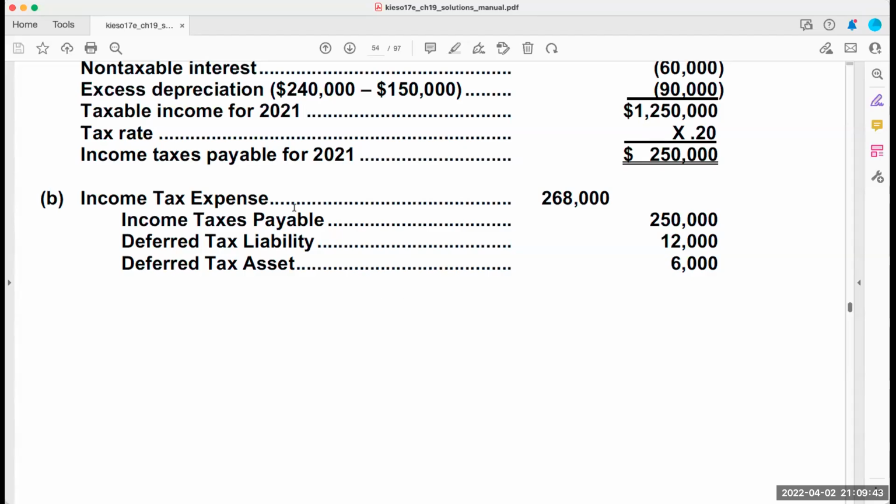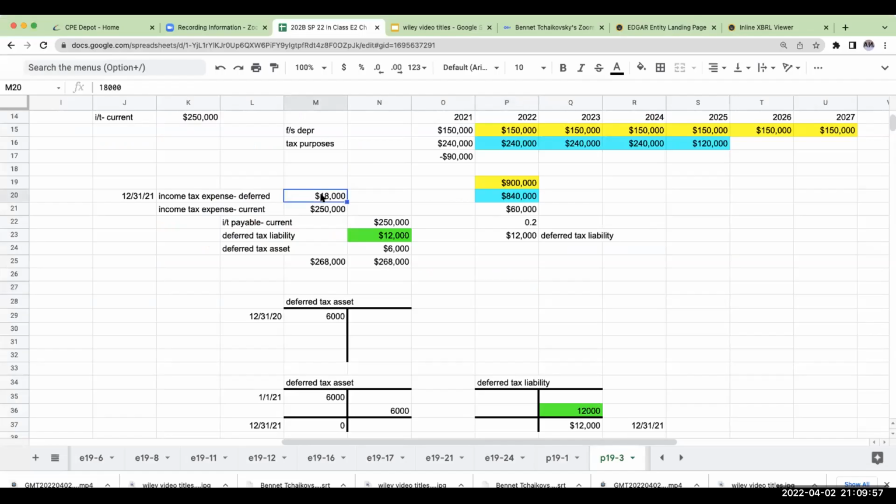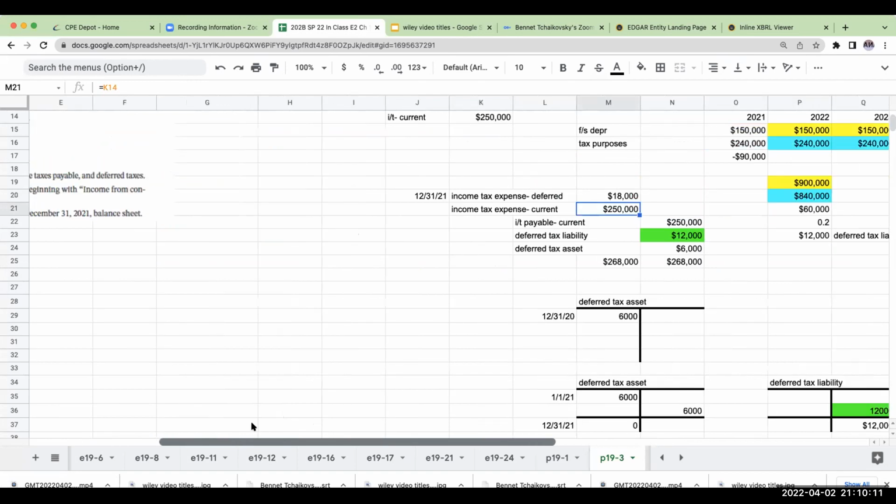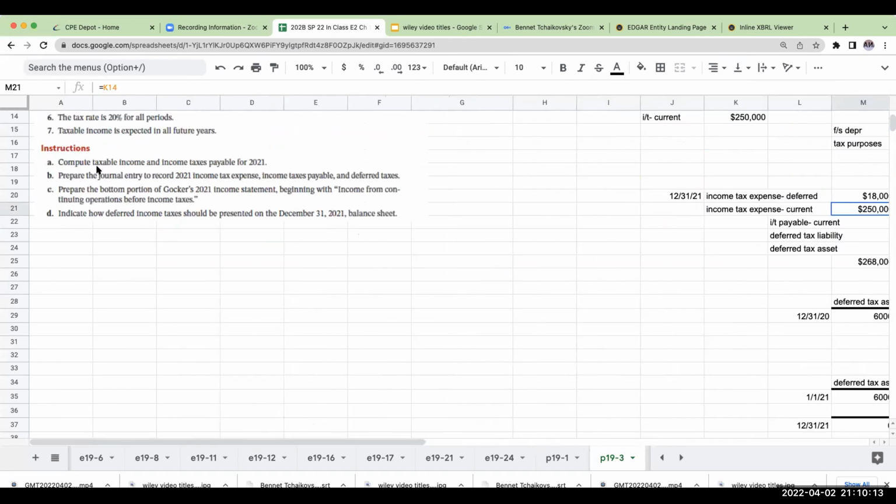So again, as you'll see here, when the book is showing you the solution, they're combining income tax expense into one amount. On the other hand, I am breaking it out between deferred and current. The actual amount of the income tax expense is in fact 268,000, but I'm choosing to break it out like this, and it's really going to be for the next part that we're going to be taking a look at. So we've dealt with letter B.